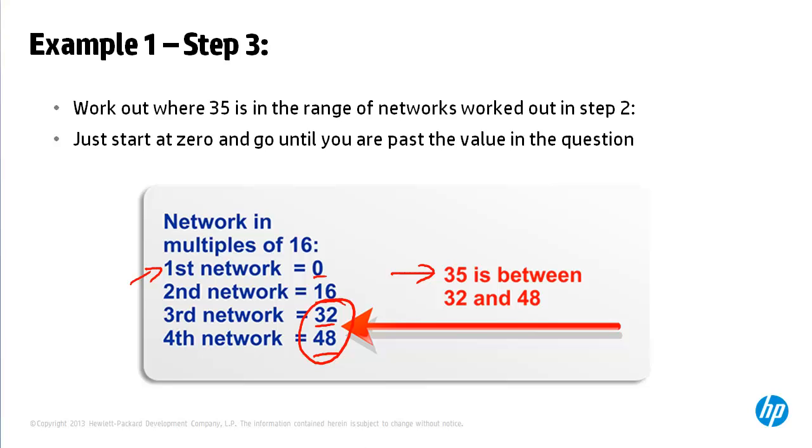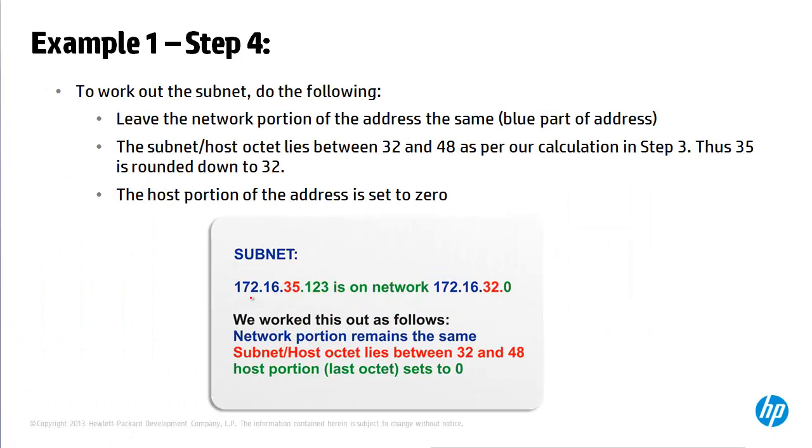So in other words, we started at 0 and we went to 48, bypassing 35. We know that 35 is between 32 and 48. So the subnet for 172.16.35.123 is 172.16.32.0. To work that out, you leave the network portion of the address the same.